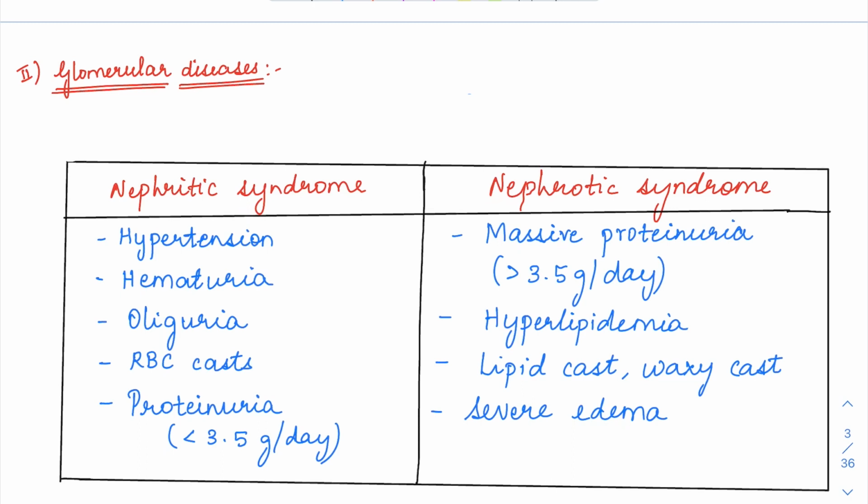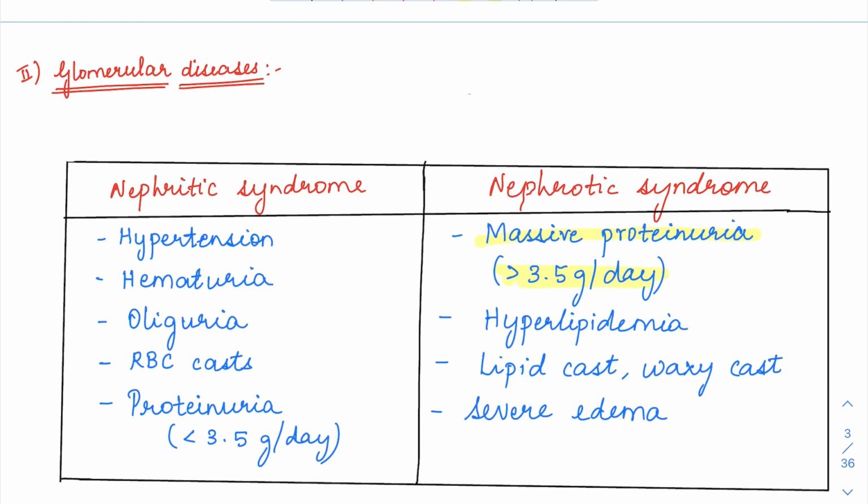When a patient presents with a nephrotic syndrome, the patient is going to have massive proteinuria, especially more than 3.5 gram per day. This will be the clue given in the question. Whenever they mention proteinuria of more than 3.5 gram per day, they are suggesting a nephrotic syndromic presentation.